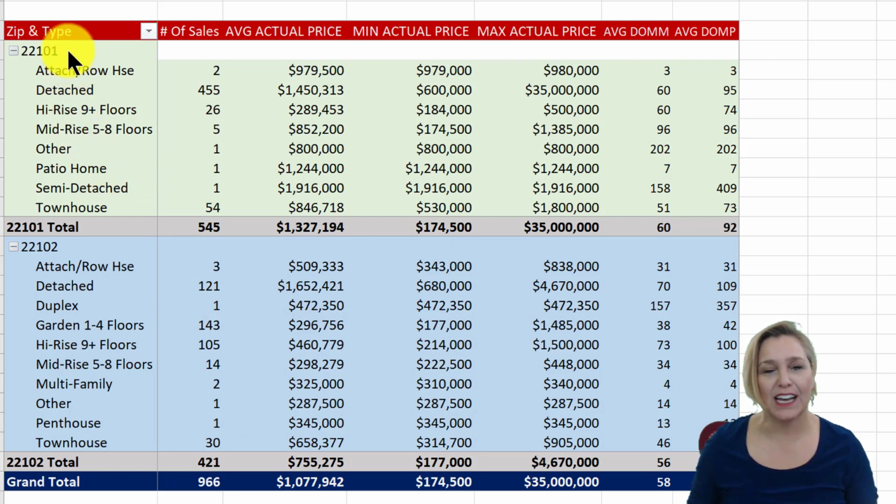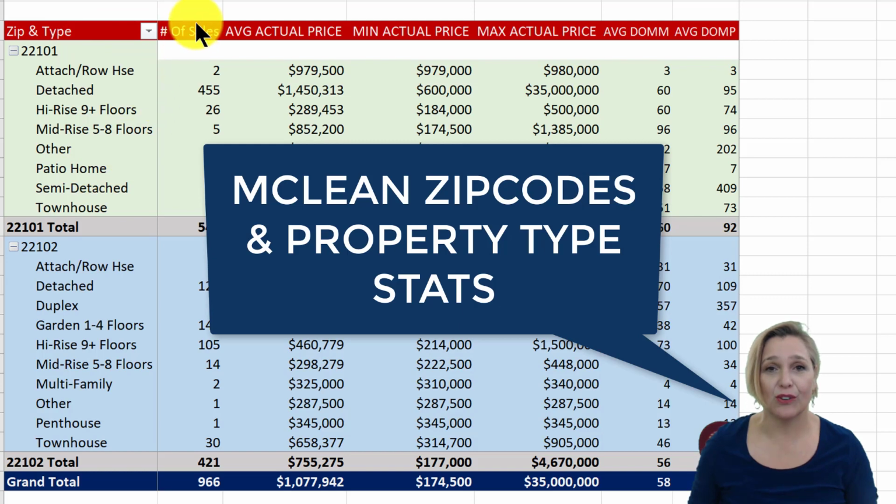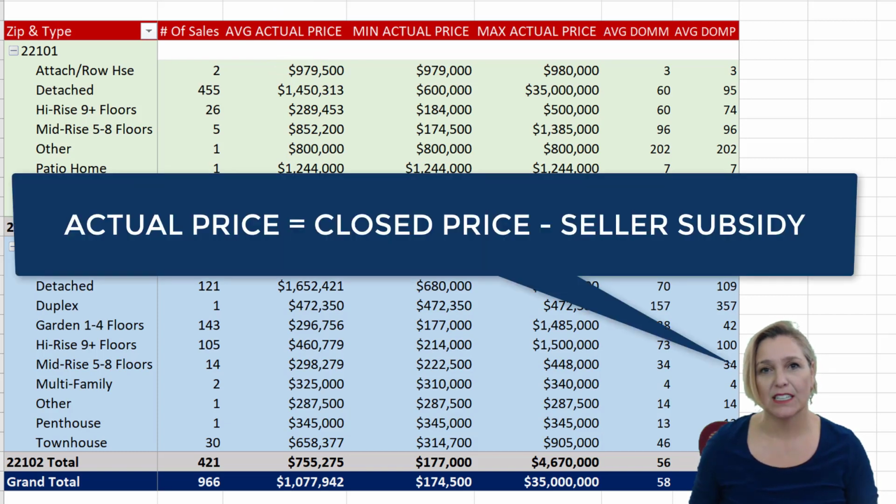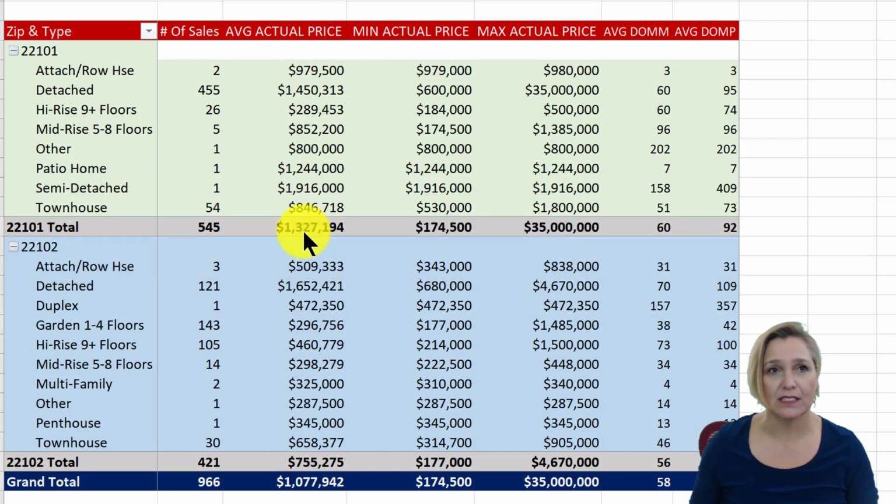So the first one we have is basically the zip code and property type, what has sold, number of transactions, and average actual price. Now we have used the actual price, which is different than the close price. We wanted to show accurate market stats. The actual price is the close price minus any subsidy the seller had to pay. So this is the average actual price column.